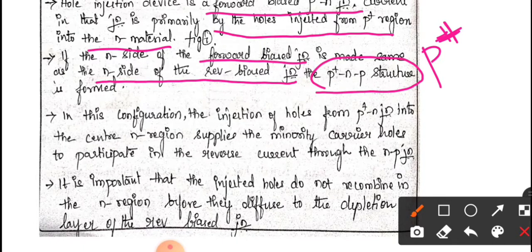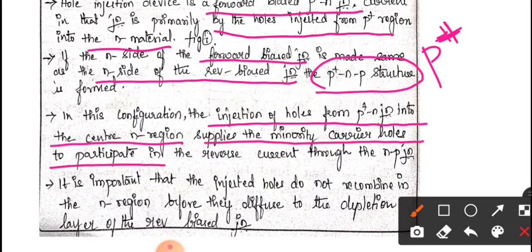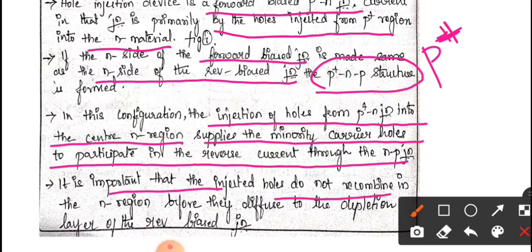In this configuration, the injection of holes from the P plus N junction into the center N region supplies the minority carrier holes to participate in the reverse current through the NP junction. It is important that the injected holes do not recombine in the N region before they diffuse to the depletion layer of the reverse bias junction.